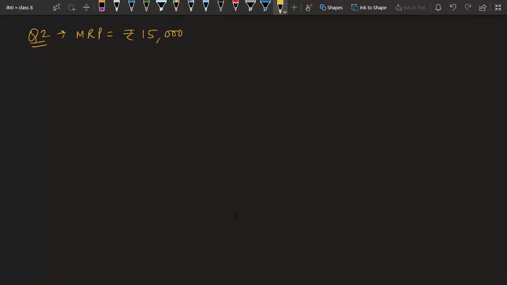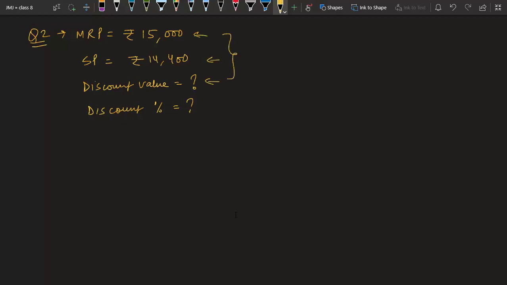Okay, it is available for rupees 14,400. So the selling price is rupees 14,400. Find the discount given and the discount percent. It is a very easy question. We have to find the discount value and discount percentage. So first we can find the discount value very easily because we have these two values and we know the formula of these three. The formula is very simple.